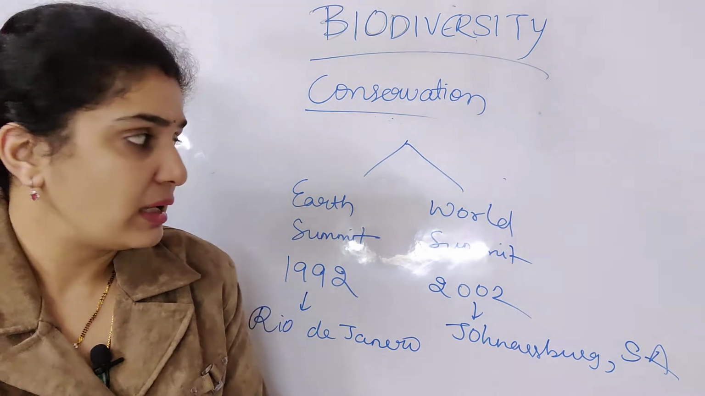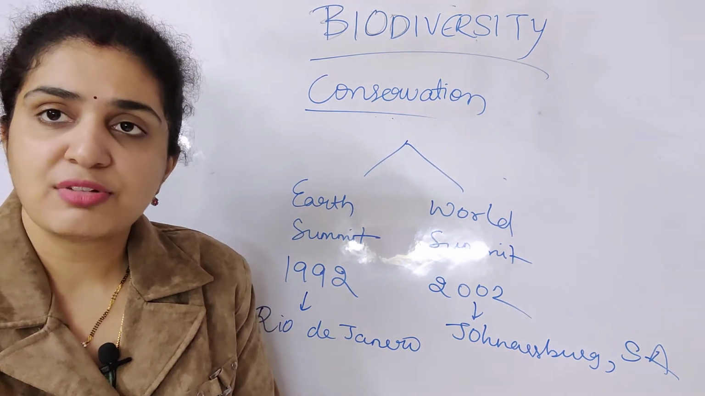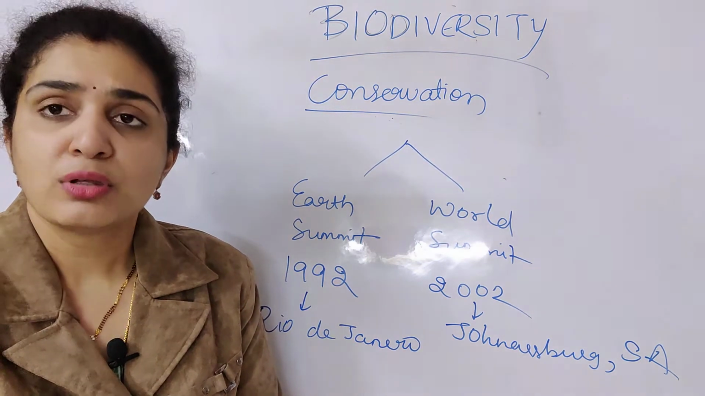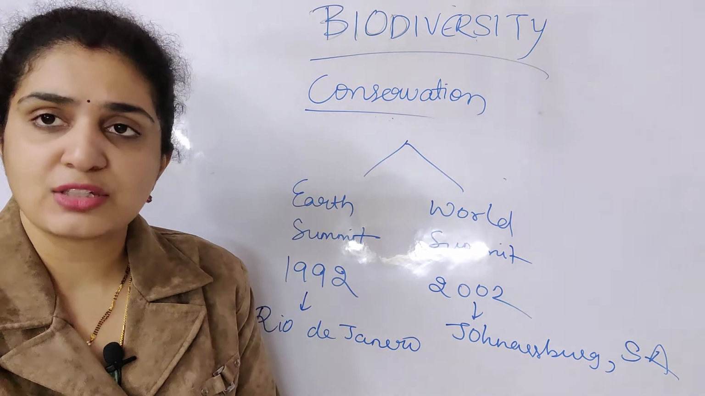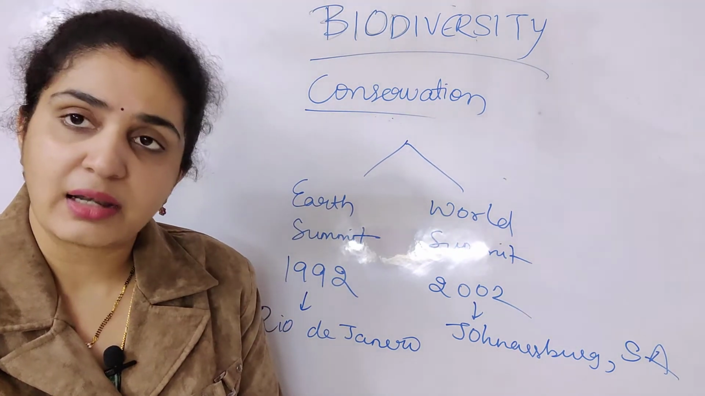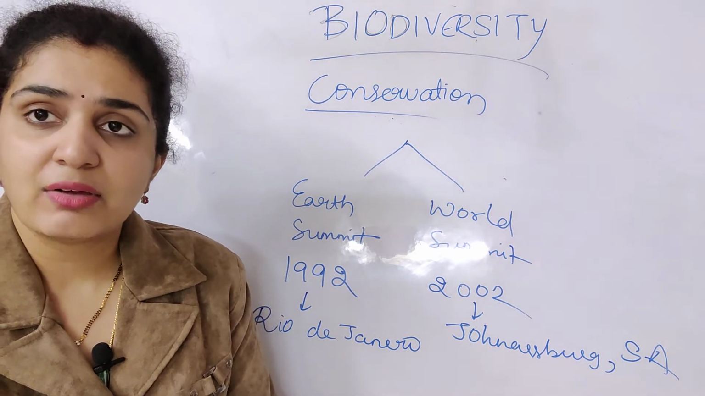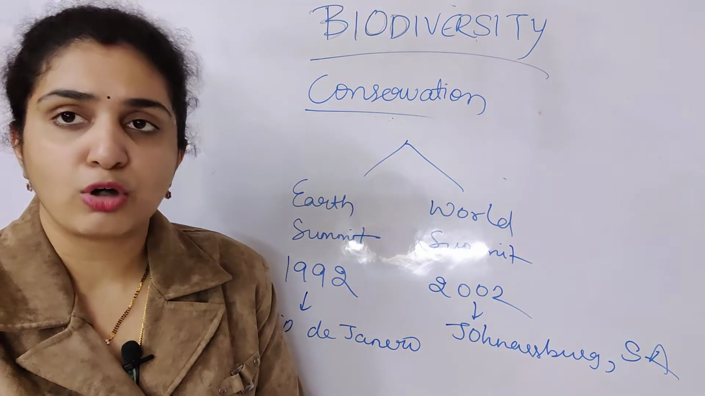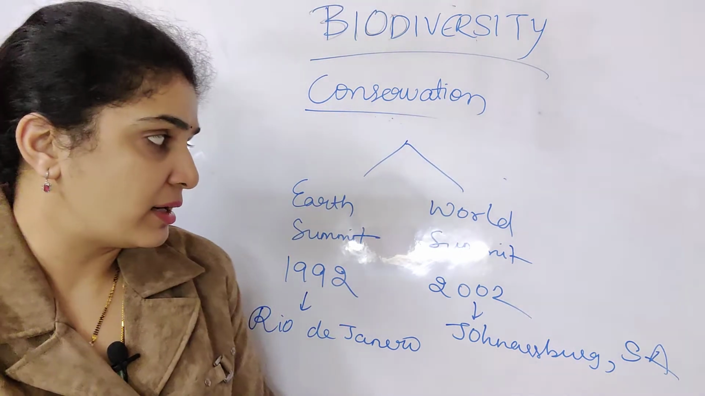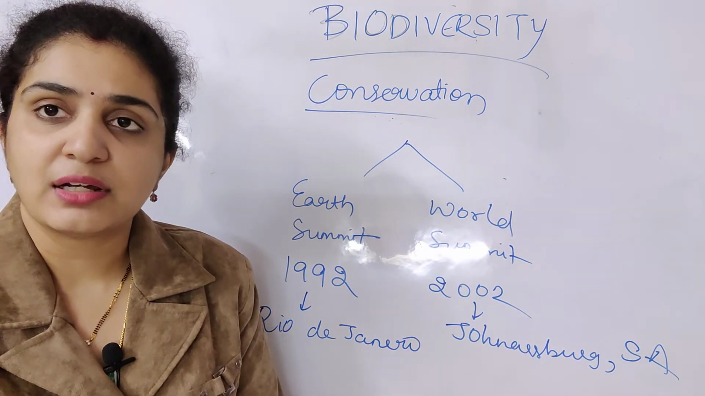And Earth Summit as well as World Summit is related to what? Because next we will start with the chapter called environmental issues. In environmental issues, numerous acts will be given: Water Act, Environment Act, Pollution Act, Air Act, like that numerous acts will be given. So they want to confuse you in the topic of ecology. So basically they will ask you questions related to Earth Summit and World Summit.